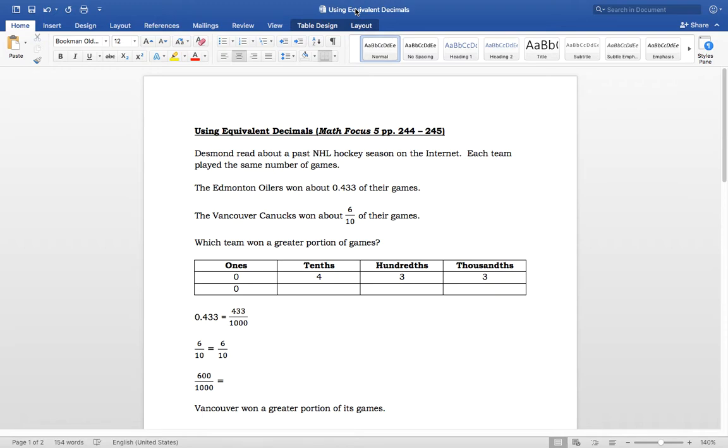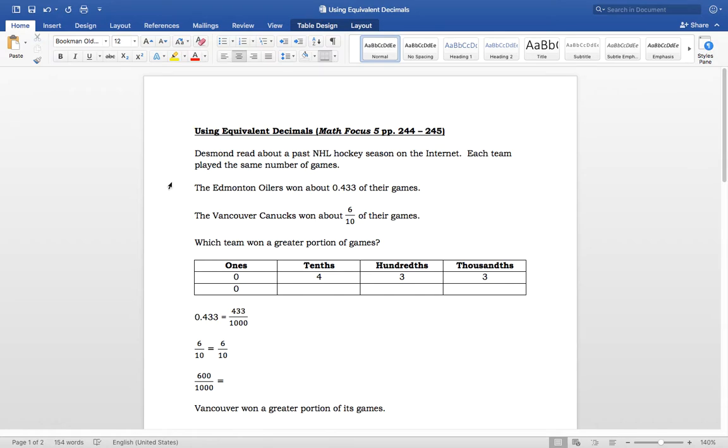It says, Desmond read about a past NHL hockey season on the internet. Each team played the same number of games. The Edmonton Oilers won about 0.433 of their games. So that's 433 thousandths, which I wrote in the chart down here. 0.433, 433 thousandths. It also says that the Vancouver Canucks won about 6/10ths of their games. So what we're comparing here is 433 thousandths and 6/10ths.